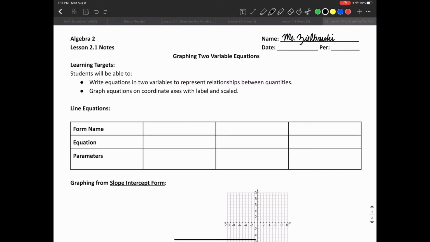In this video, we're going to talk about graphing two variable equations. The learning targets for this video: students will be able to write equations in two variables to represent relationships between quantities and graph equations on a coordinate plane.